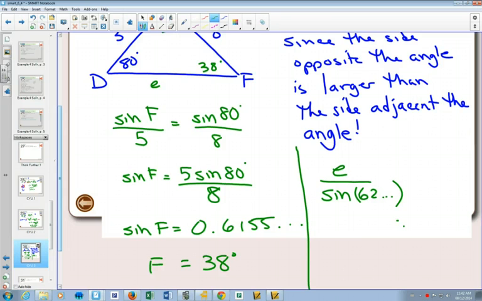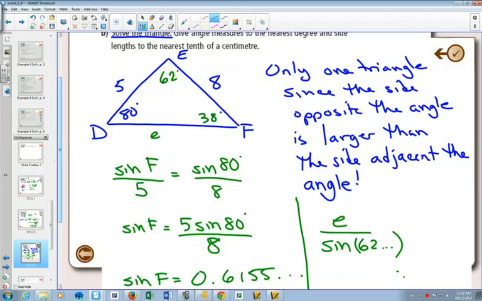Now, for the other one, we need another side and an opposite angle. You have a choice. You could use F, which is 38 degrees, and the 5, or you could use the 8 and the 80. The 8 and the 80 is going to be a better choice because that was given to you originally, and those aren't rounded, whereas the 38 was rounded a little bit. So it's a better choice here for us to go 8 over sine 80.